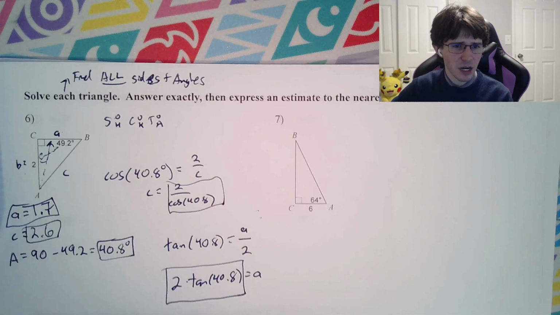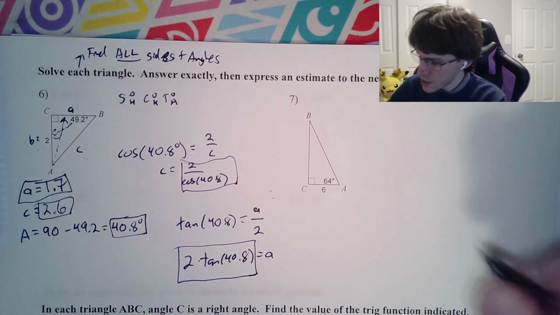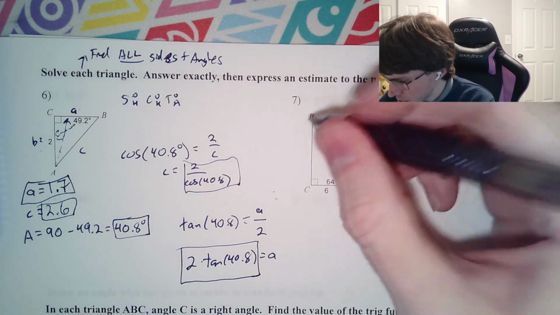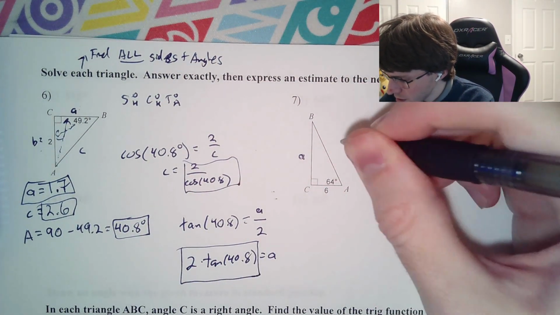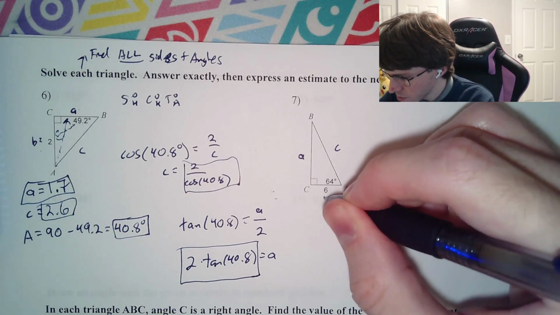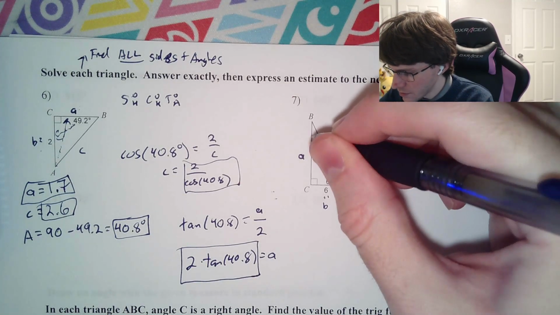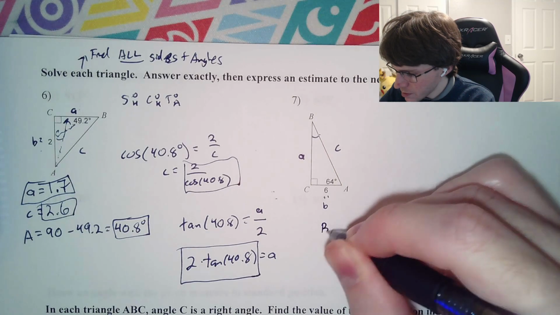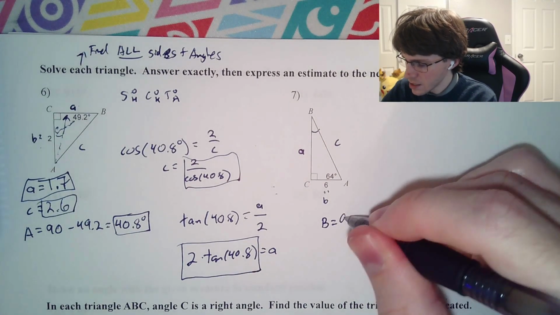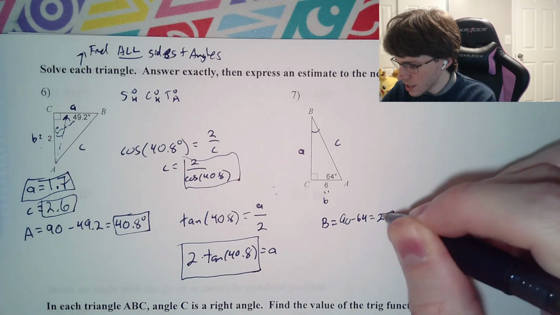Because it's the same exact problem type, I'm going to do this one a little more quickly. Let's label these. We are missing this lowercase letter a. We are missing lowercase letter c. It just so happens to be exactly the same as the last one. And we are also missing this angle here for this capital letter B. So for the angle, we have 90 minus 64, and that's going to give you 26 degrees. So that one was nice and quick.